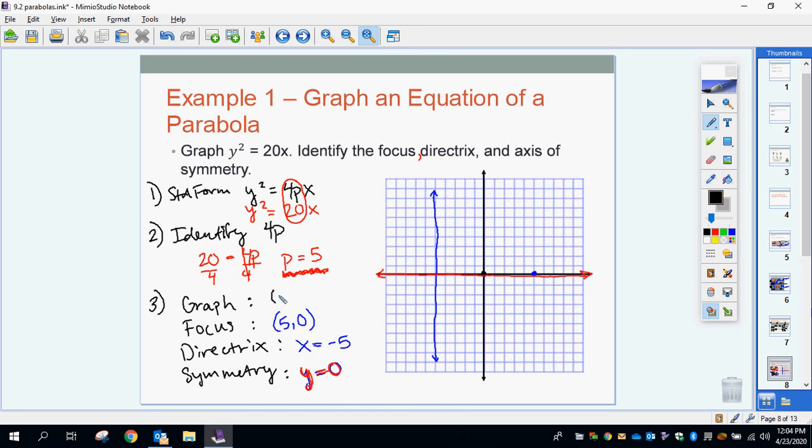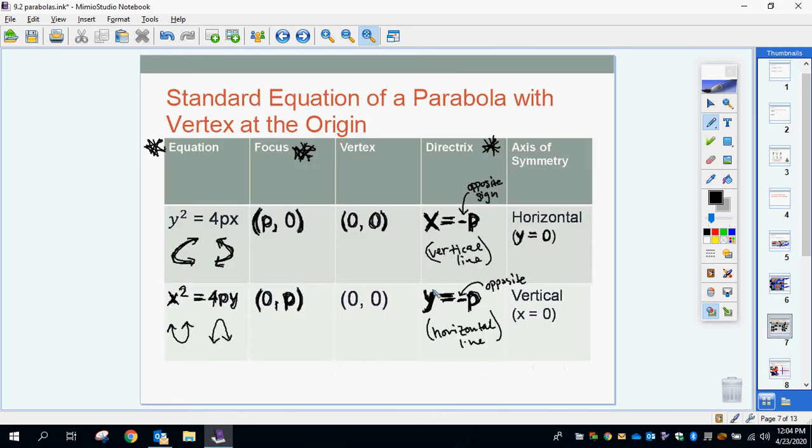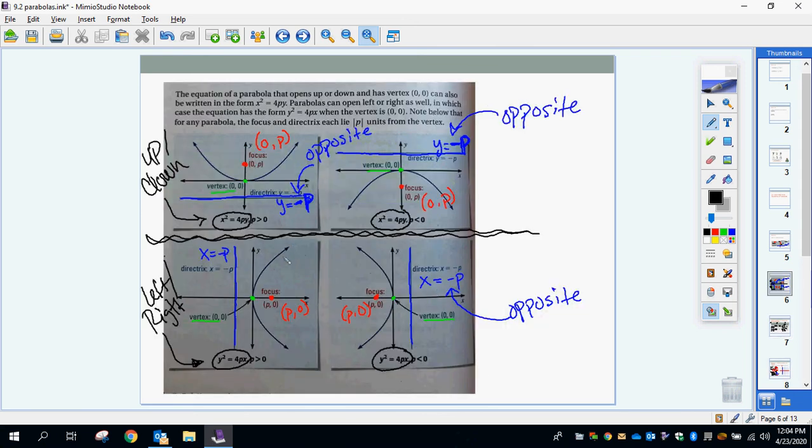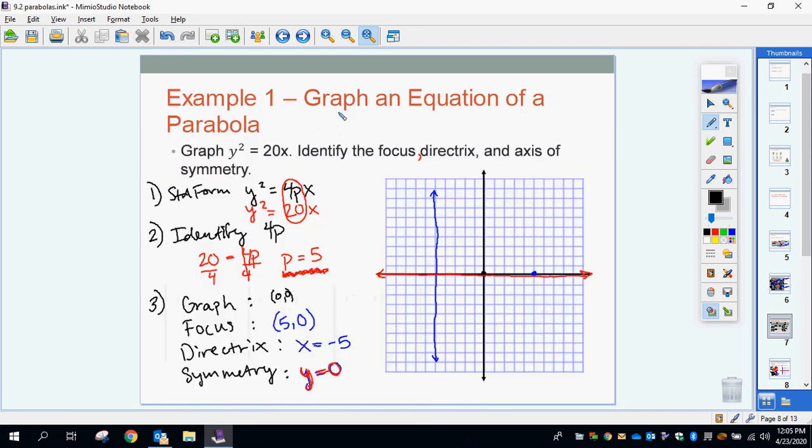Our graph goes through the vertex 0, 0, and it's going to not cross our directrix, right? So in all of our examples, we have bowed away from this blue line. If the blue line's over here, we're curving away from it. If the blue line's up here, we're curving down. If the blue line's down here, we're curving up. So we don't want to cross our directrix. We want to curve around our focus point. So we're going to be opening to the right. So we'll plot our point at 0, 0.